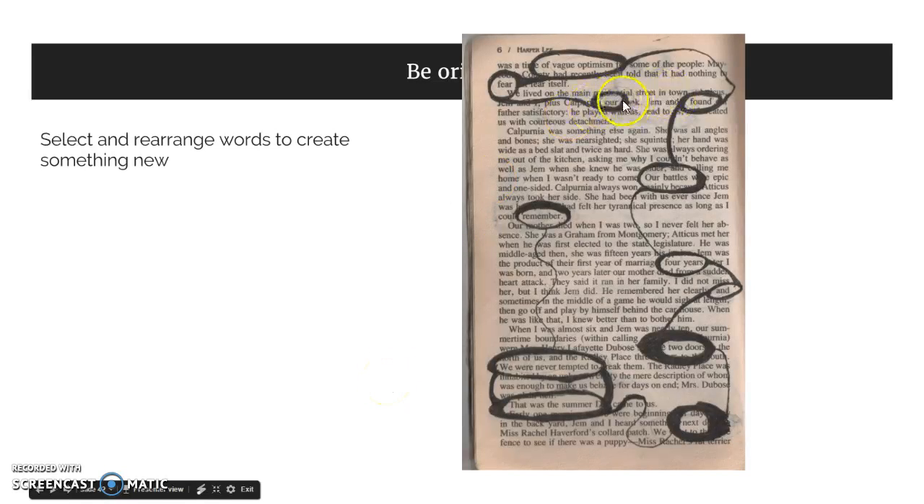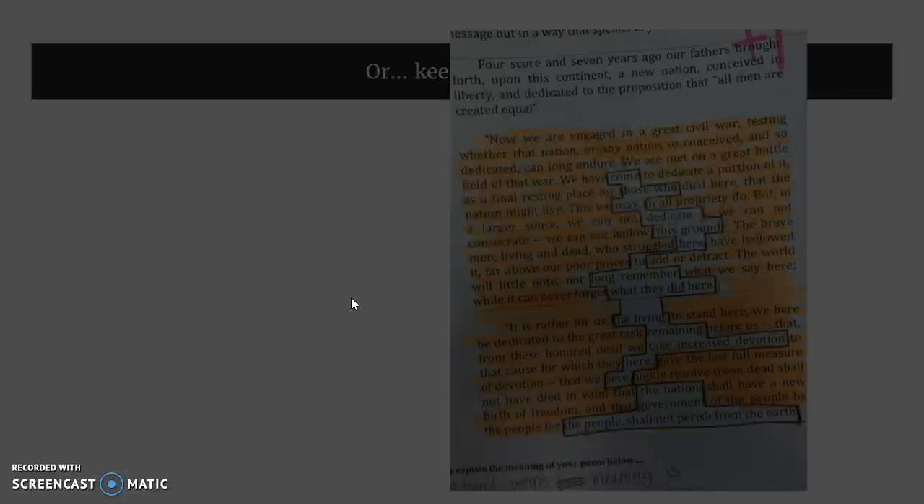So this student found, it's our fear of vague optimism, our battles, 4 years and 2 doors next. That was the summer we were never tempted to remember. That is a page from Harper Lee's To Kill a Mockingbird, and I think it turns into an interesting poem.